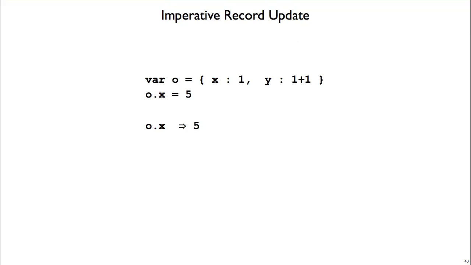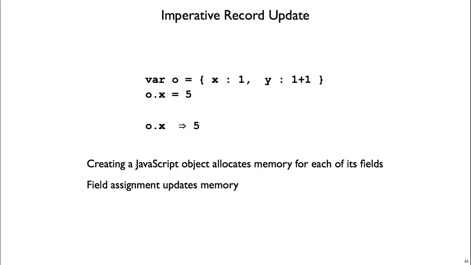Next up, we'll implement Mo with imperative record update. As a reminder of what we want, here's our JavaScript syntax again. We create a record o, and then we use an imperative update to change the value of the field x to be 5. So later on, when we do a get o.x, we get back 5 instead of the original value 1. To do this kind of an update, we're going to need state.